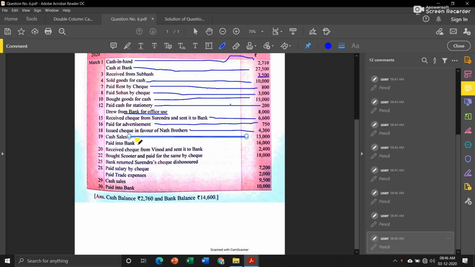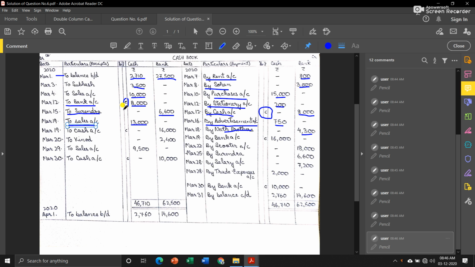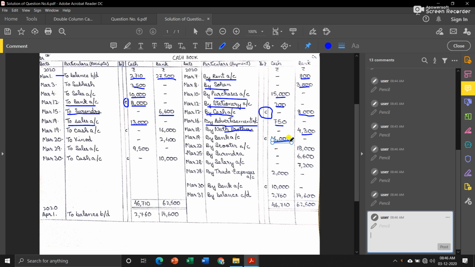The next is paid into bank, means we took out some money from our cash and we paid it into the bank. That means it is a contra entry. Now we paid into bank. Who is the giver of money? Cash. So in here we will write cash 16,000, because this credit side is the payment side. You have to think who is paying the money. Is it cash or bank? Since in this transaction cash is giving, so we wrote in the cash column 16,000.